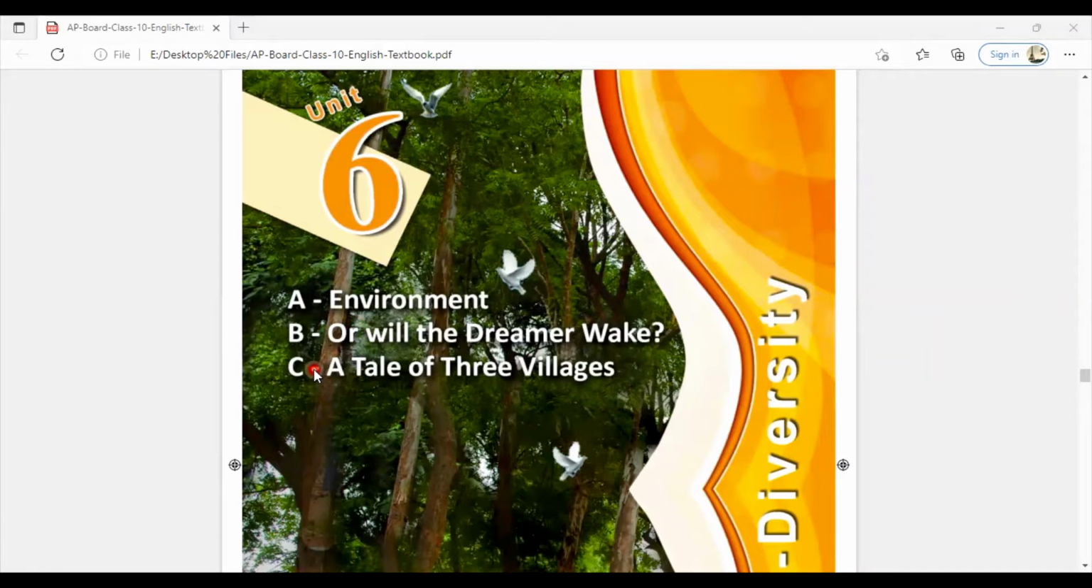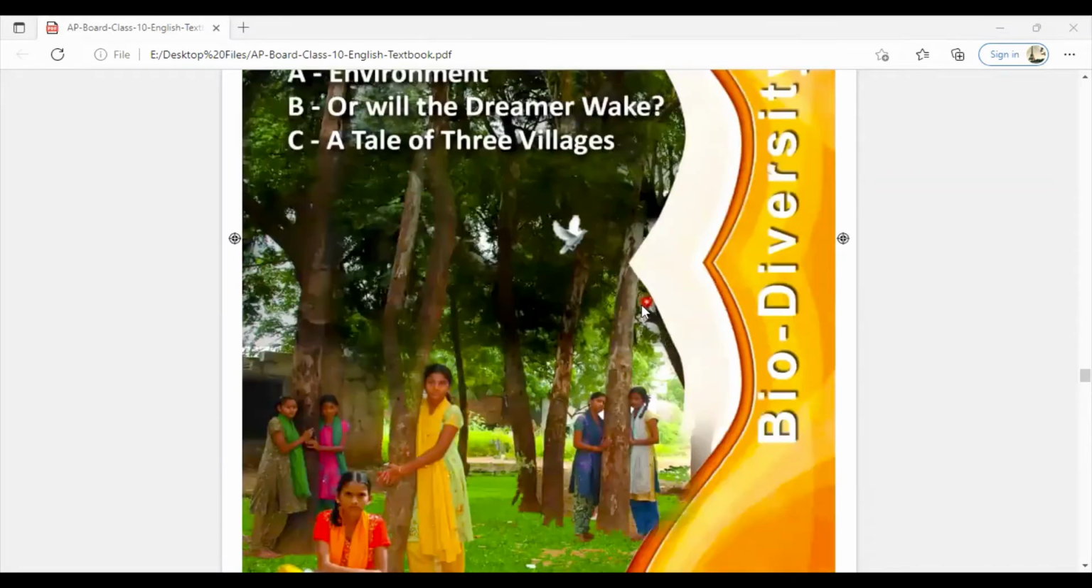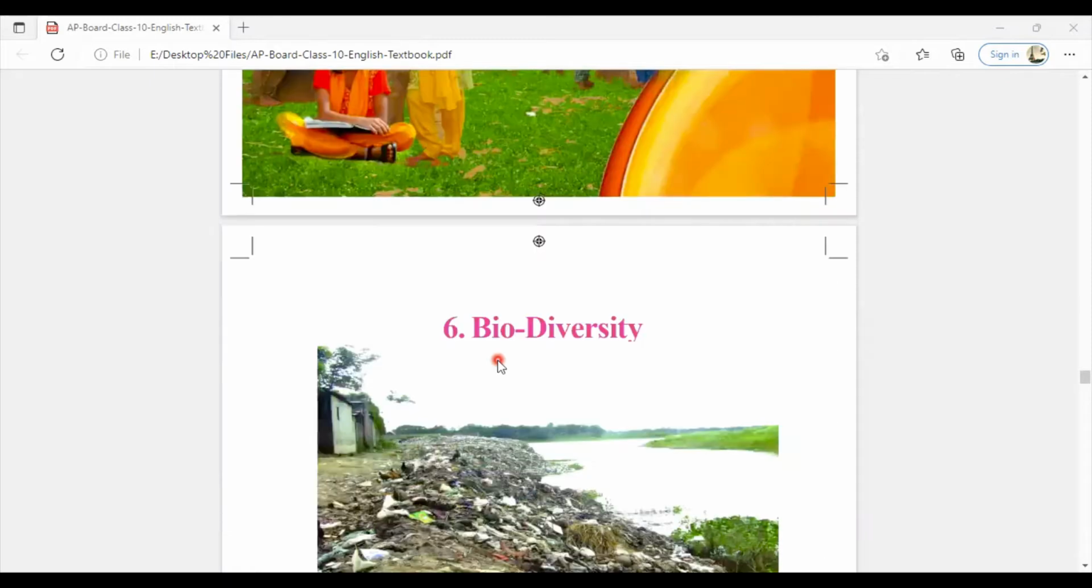Then you have a poem, "Will the Dreamer Wake?" Who is a dreamer? What are the things we'll learn in that poem? Then we have the tale, the story of three villagers, which will give you a good idea about the surroundings and the biodiversity. So let us move on with the face sheet right here.